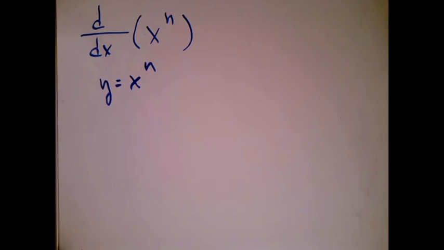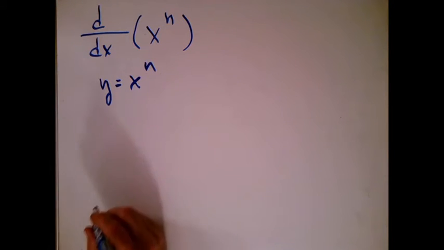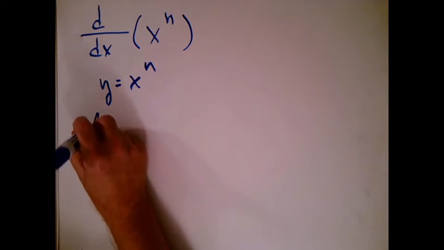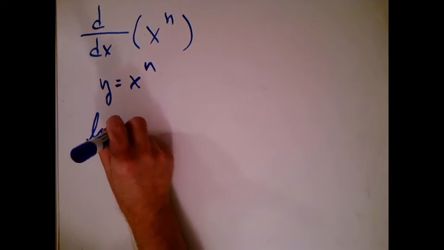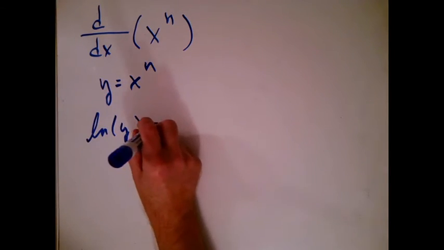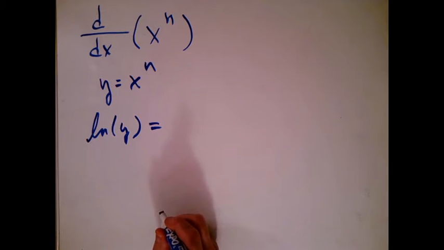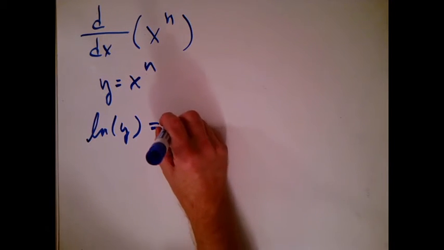Now the problem here is the power. The only thing you can actually do to get down the power is take the logarithm of both sides. So I'm going to take the natural logarithm of both sides. So here's the natural logarithm on the left-hand side. When I take the natural logarithm of the right-hand side, the n comes down.